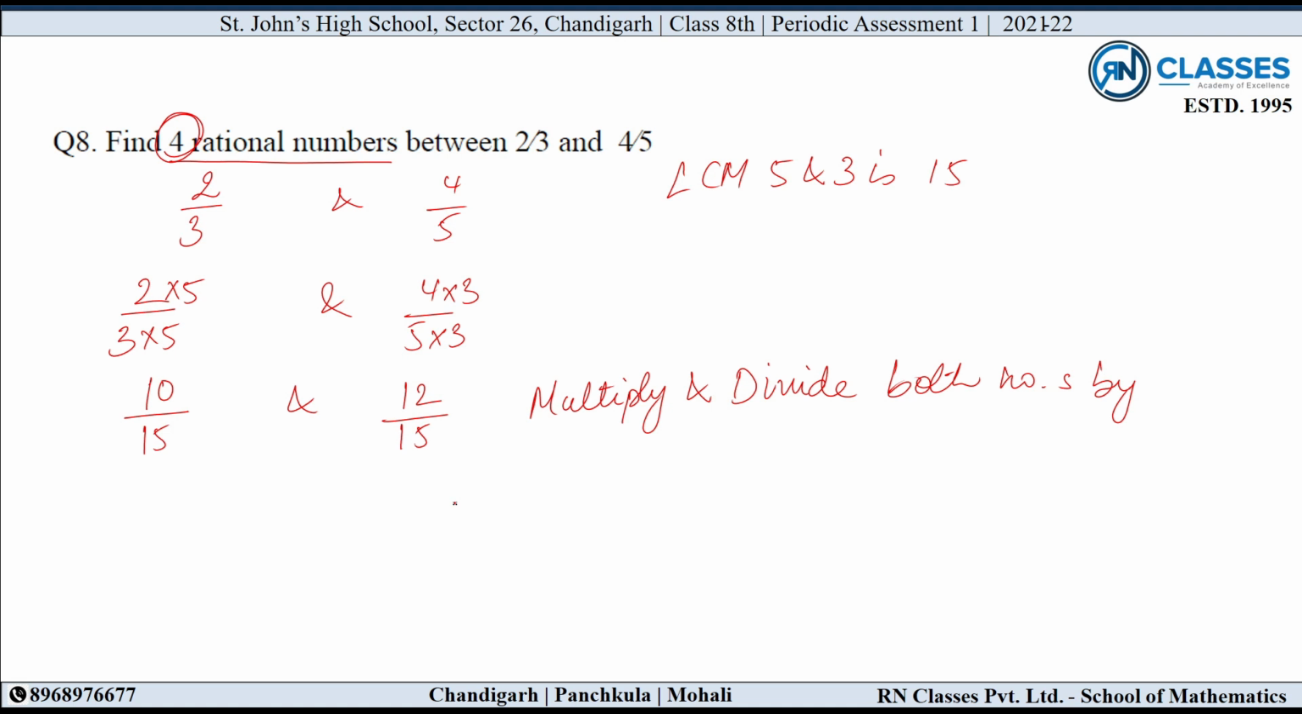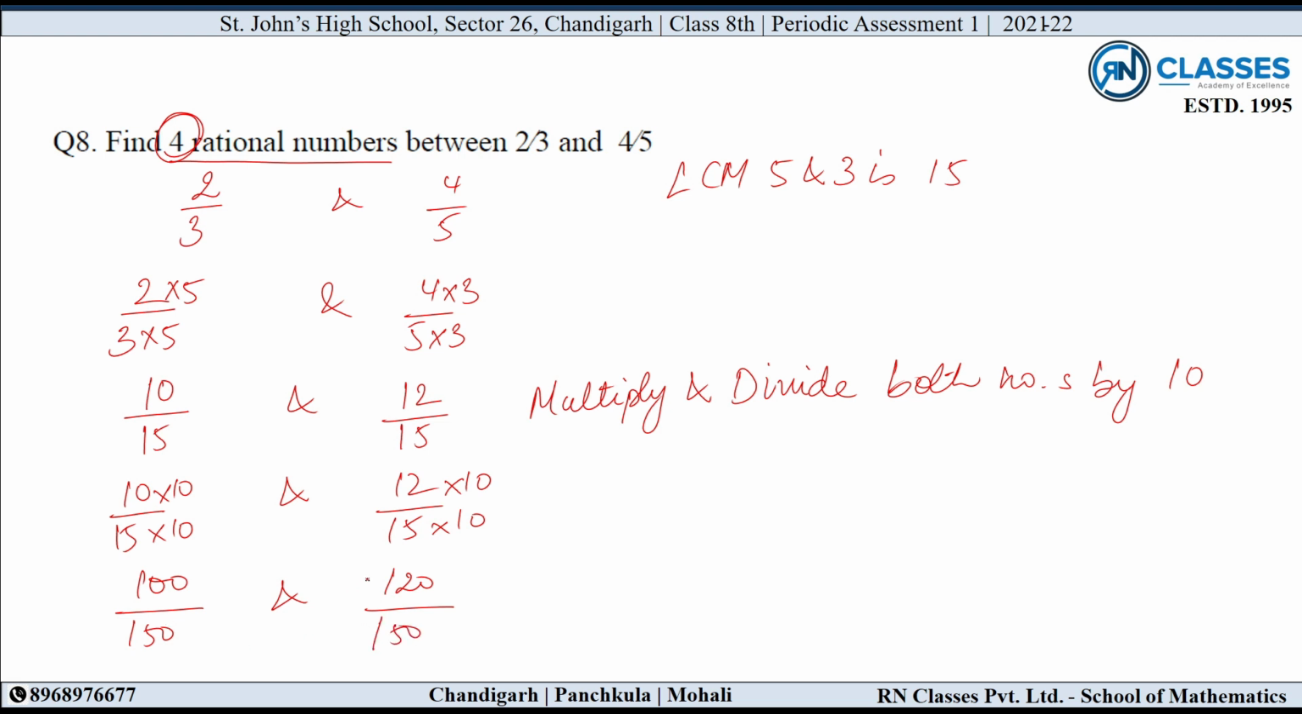Multiply by a number greater than 4. The easiest number would be 10, I'll multiply it with 10. It becomes very easy for me. Right. So 10 by 15 multiplied with 10 divided by 10. And the other number, 12 by 15, multiplied with 10 divided by 10. The numbers are 10 into 10, 100 by 150. And 12 into 10 is 120, 15 into 10 is 150.